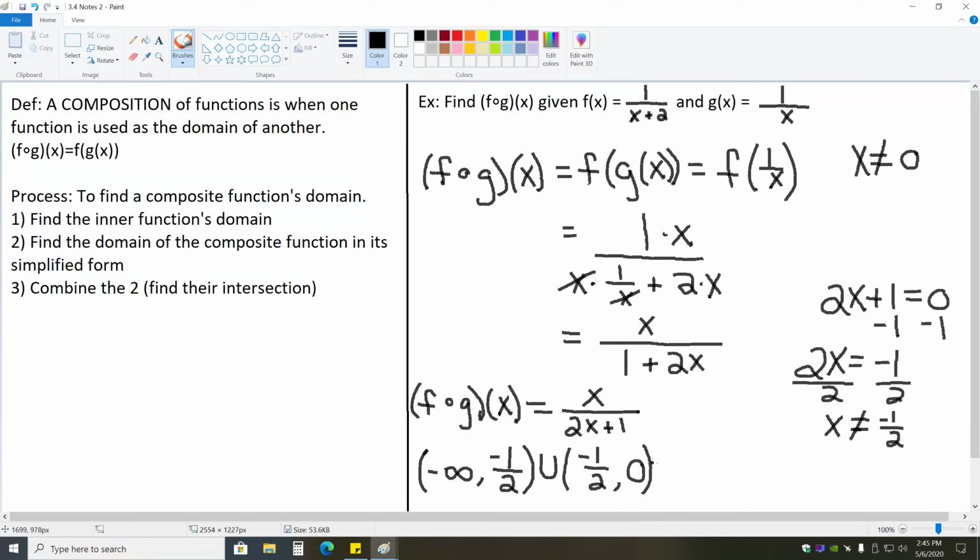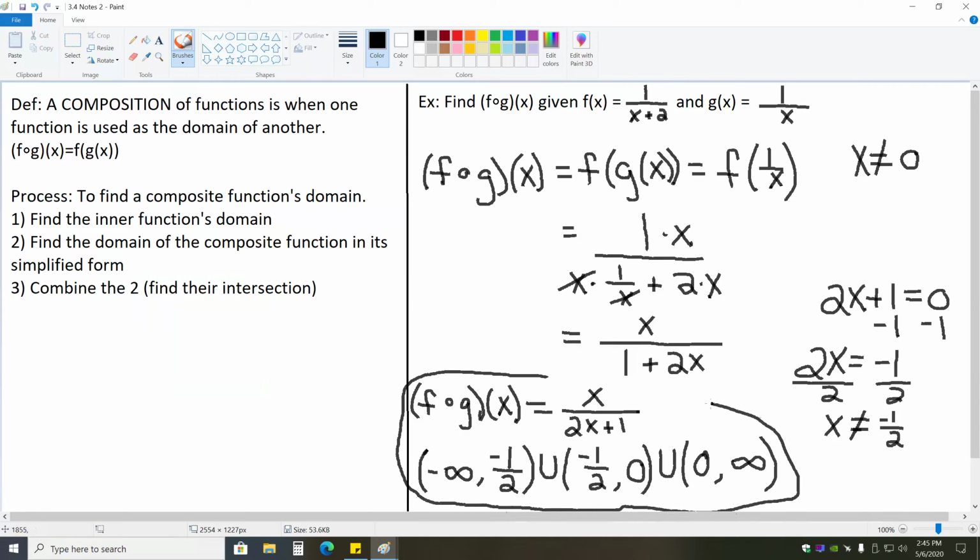This isn't included, so we put a parenthesis, another union, and again we pick up at 0, and we continue until positive infinity, as there are no more gaps in our domain. So our simplified answer is f of g of x equals x over 2x plus 1, and it has a domain from negative infinity to negative 1/2, union negative 1/2 to 0, union 0 to infinity.